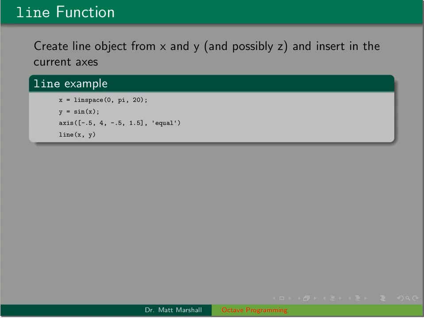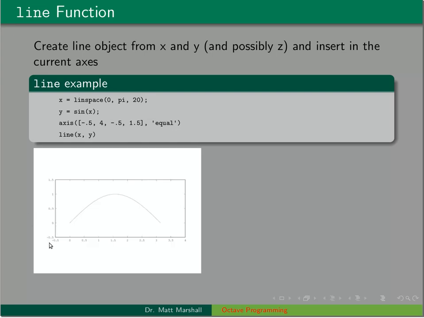So here's an example script. We declare an array x, 20 values ranging from 0 to pi, and y is the sine of all those values, so y is a 20 element array. And then we set the axes and then create the line object, and here's what we get. So here are the axes set by the axis function, and then line creates this line object.